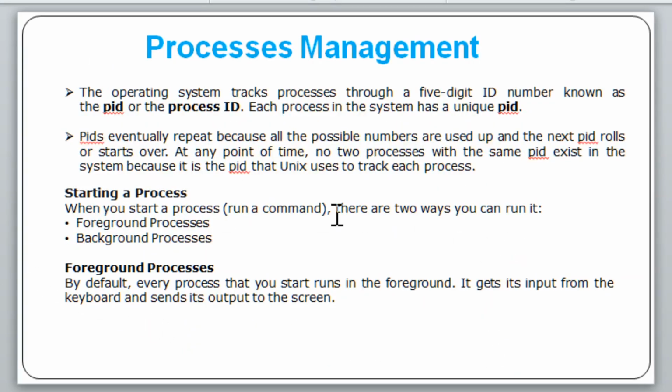Alright, so to manage processes, the operating system tracks processes through a 5-digit ID number known as the PID. This is the process ID. Each process in the system has a unique PID assigned to it. PIDs eventually do repeat because all the possible numbers are used up and the next PID rolls over or starts over. At any one point, no two processes with the same PID exist in the system though, because it is the PID that the Unix system uses to track each process.